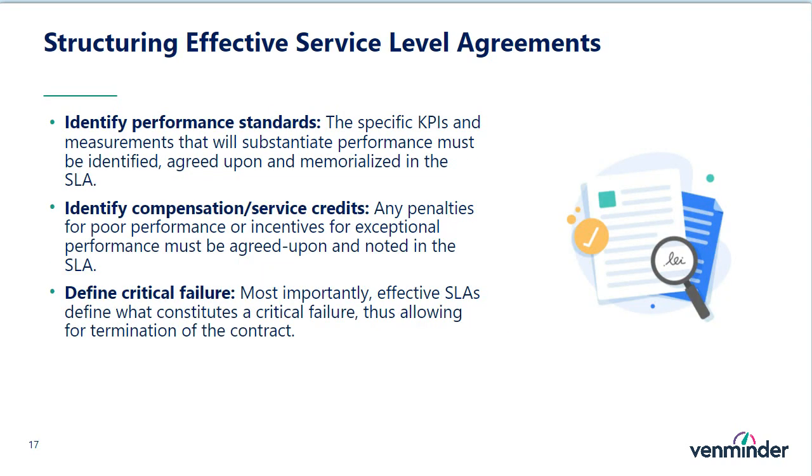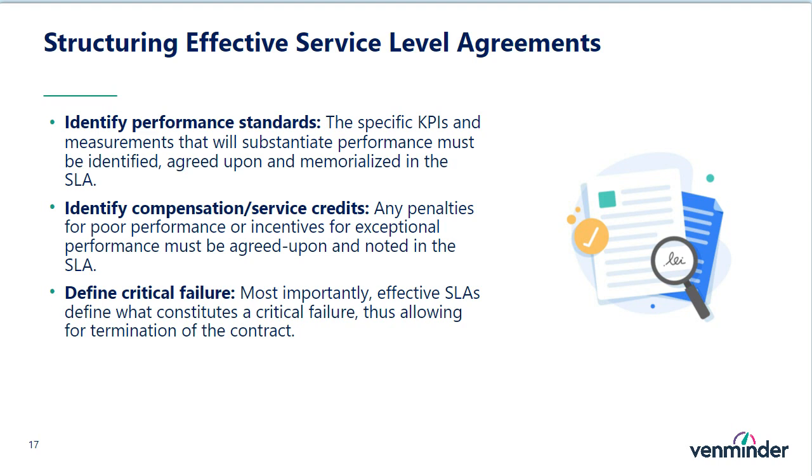We also want to identify the performance standards. What specific KPIs are we using to substantiate the SLA? What specific measurements are we asking for? We really want to be clear so that everyone's on the same page, because per the next bullet, we have to identify compensation or service credit. So when you miss that very clearly spelled out level of performance, this is what you owe our organization. This is how it will be paid.